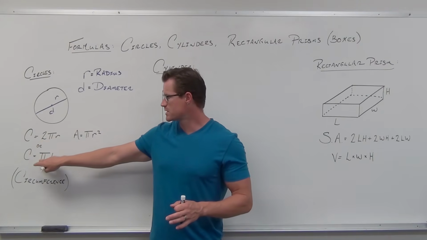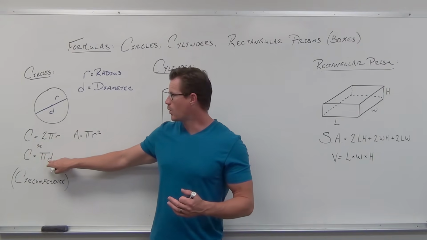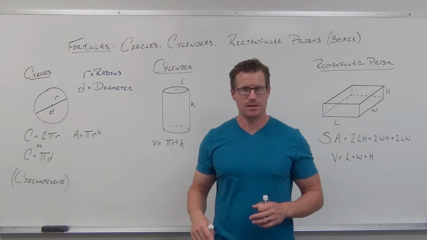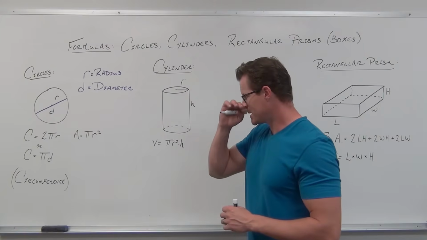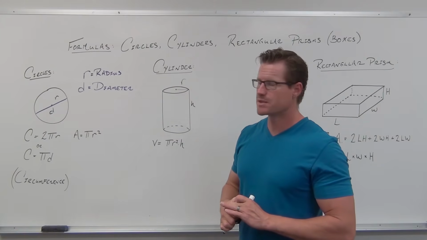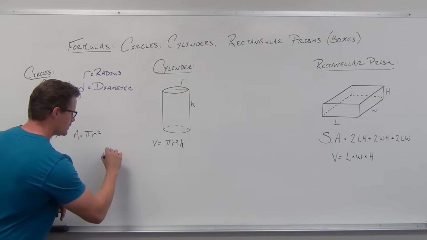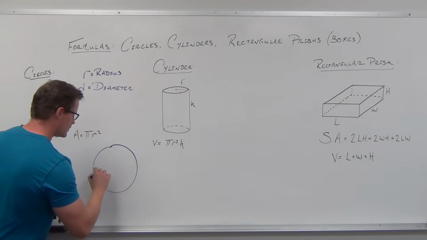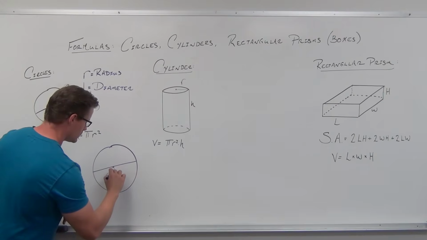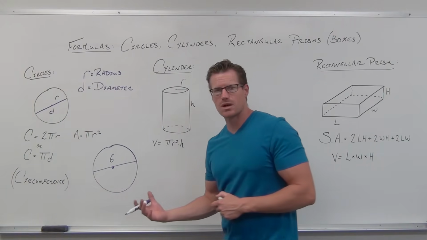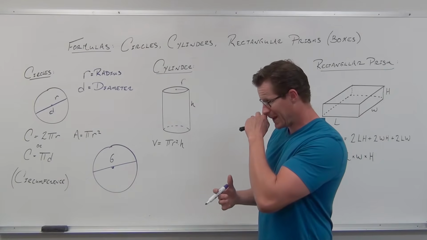So the circumference is pi times the diameter, or pi times 2 radii, because that multiplies to give you the diameter. The area, you really have to know the radius to do that. So let's do one example. How about we have a circle where the diameter is 6 feet. Can we figure out the circumference? Can we figure out the area?